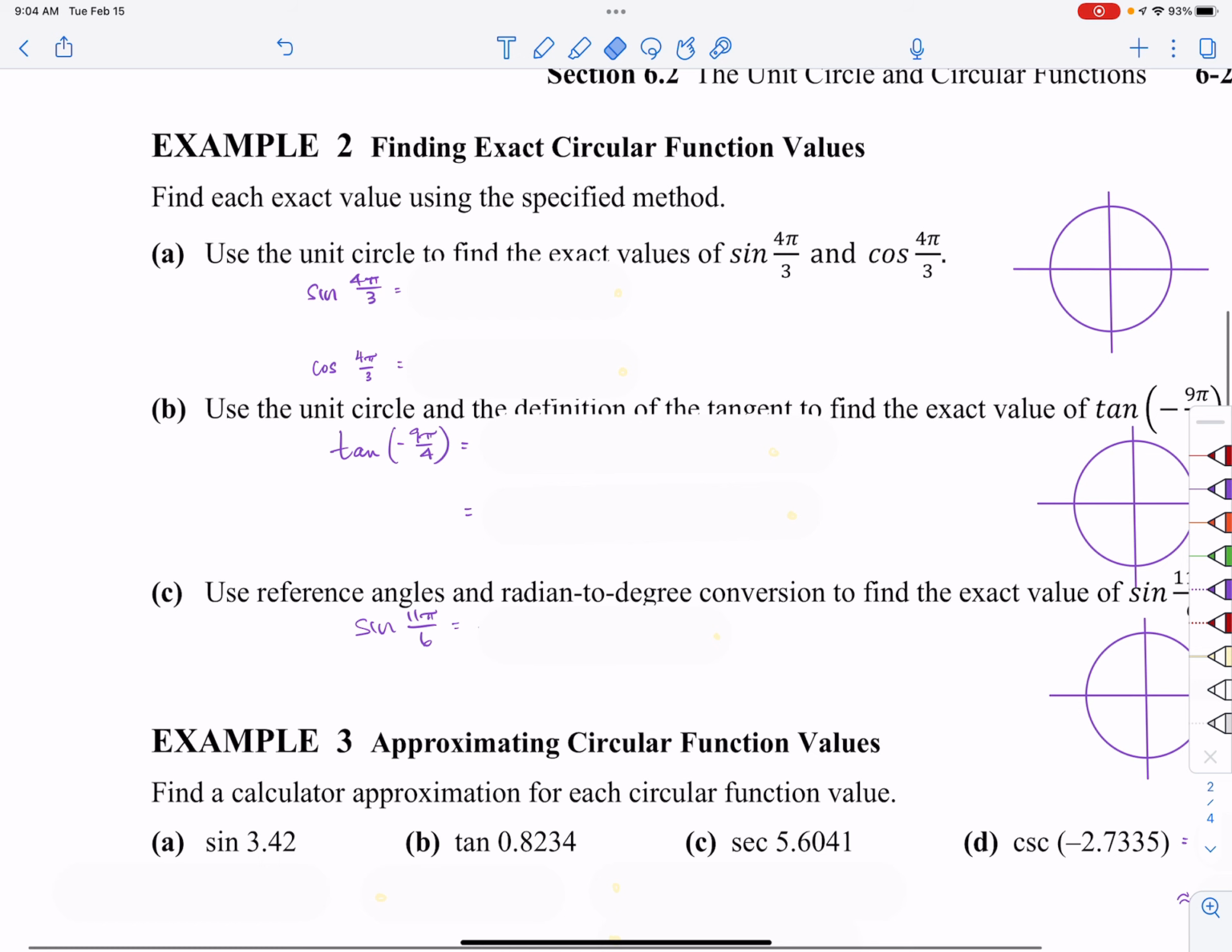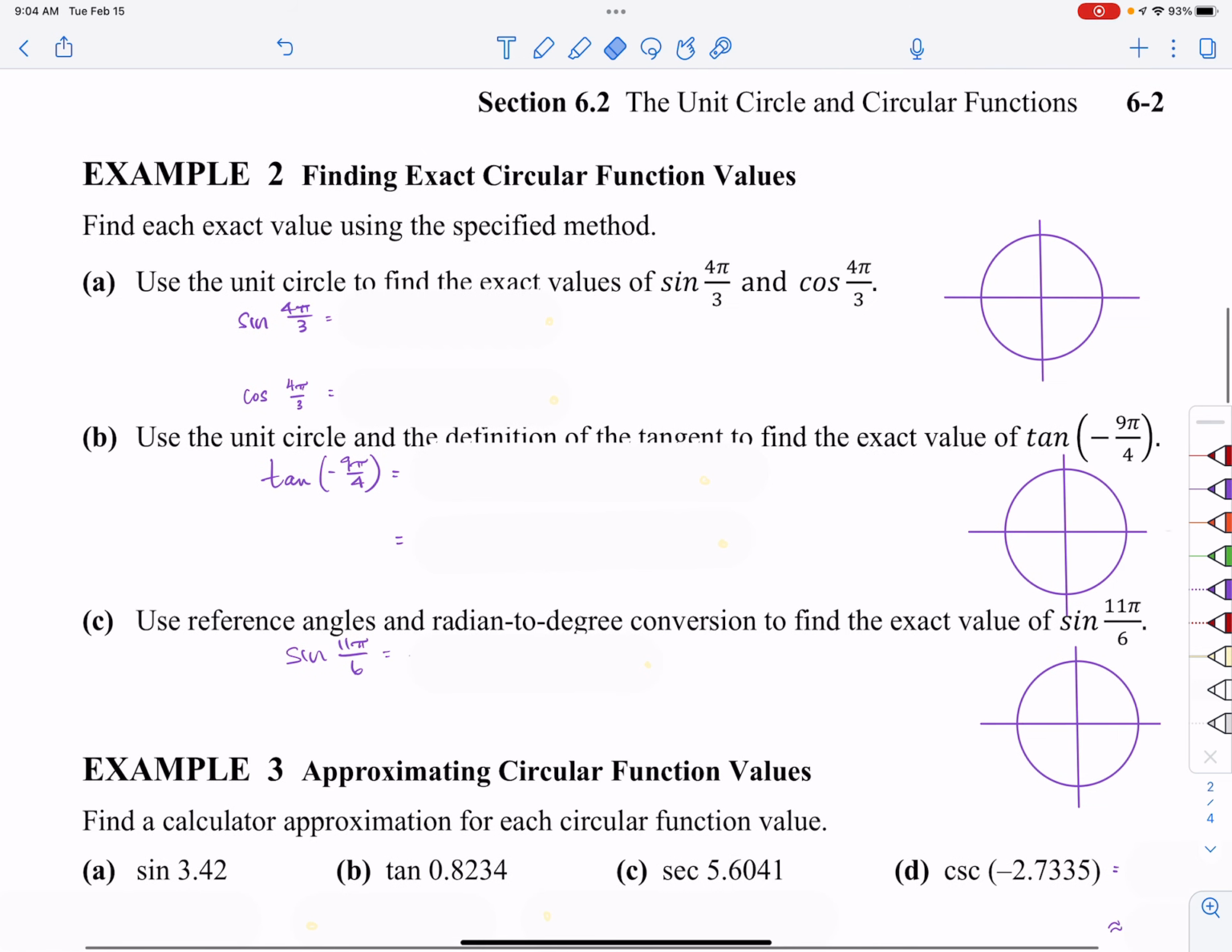All right, for example number 2, again, we're looking at find the exact value. And this says to use specified methods. I'm going to be honest with you. If you use the same method on all 3 of these, I'm totally fine with that. My goal for you is simply to be more comfortable with the unit circle. So part A says to use the unit circle to find the exact values of sine of 4 pi over 3 and cosine of 4 pi over 3. So 4 pi over 3 is this guy down here.